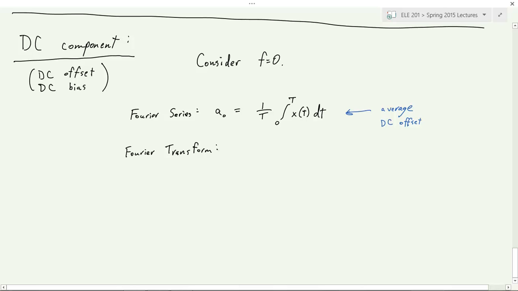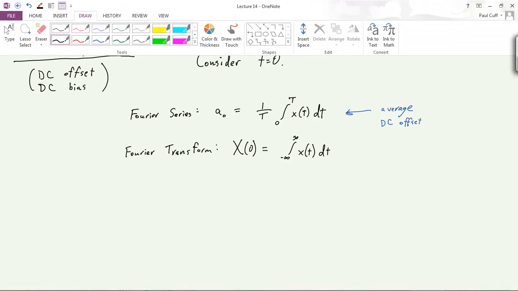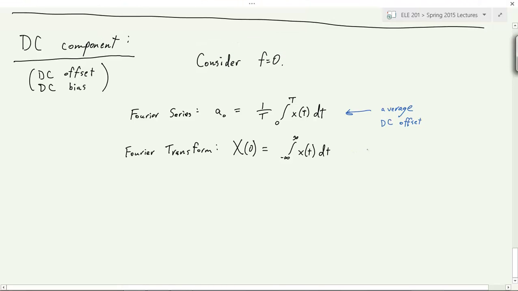What is x at frequency 0? Again, similar type of thing. Plug in the formula for the Fourier transform, but put f equals 0 in. That again kills the exponential term. So you just get this. It's not an average, it's actually just the integral. Remember, we're thinking about a non-periodic signal here. So this is just the integral of x.